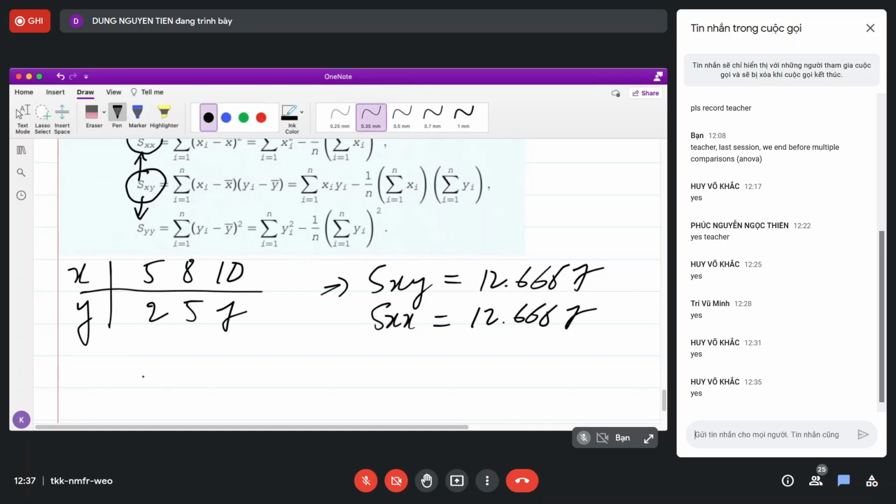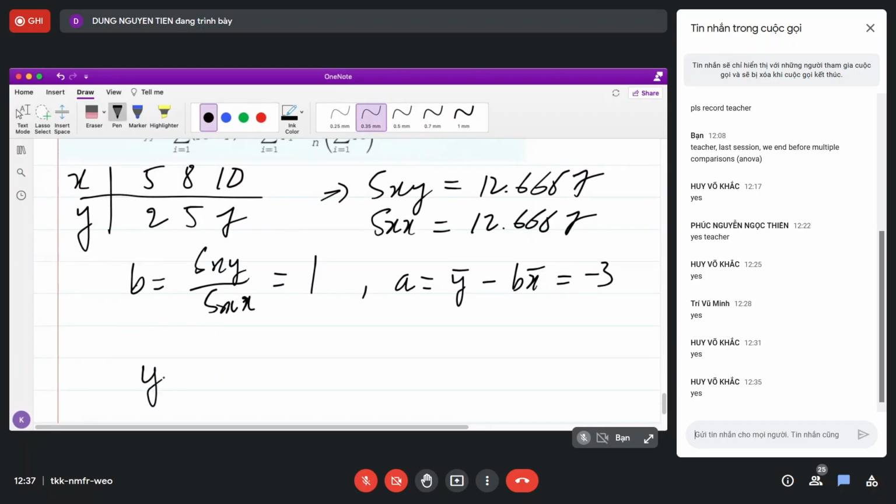So you can find the value of b, which is Sxy over Sxx, and that is 1. You can also find the value of a, which is y bar minus b x bar. B is 1. Y bar is the average value of 2, 5, 7. X bar is the average value of 5, 8, 10. And you get minus 3, I believe. So y equals minus 3 plus x. Do you understand? Is this okay, everybody?